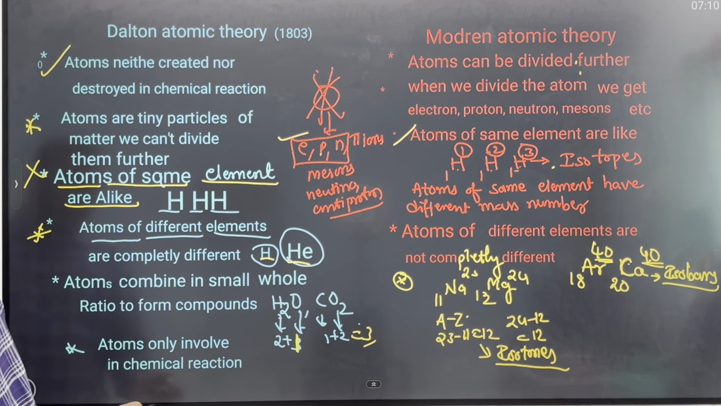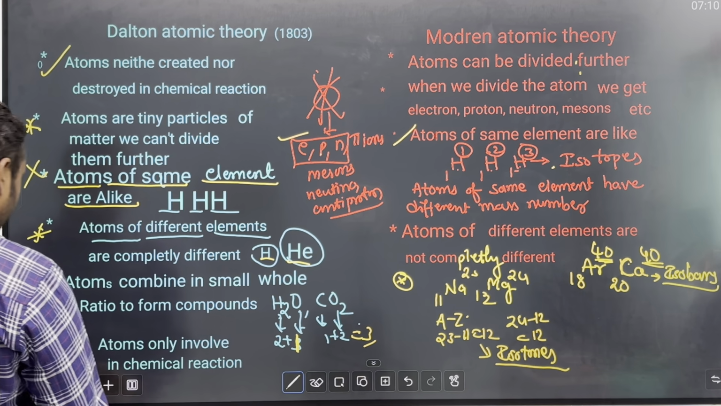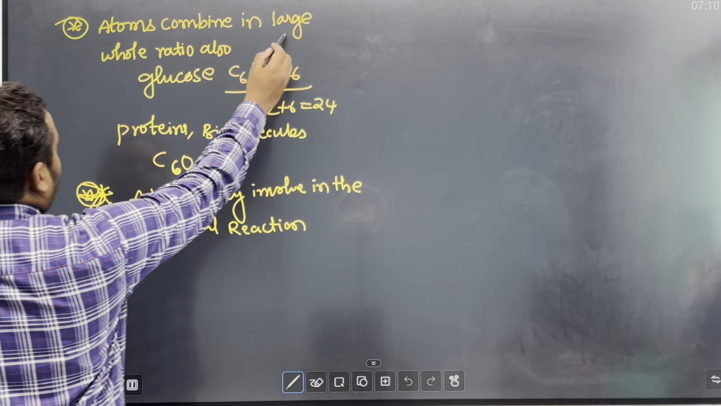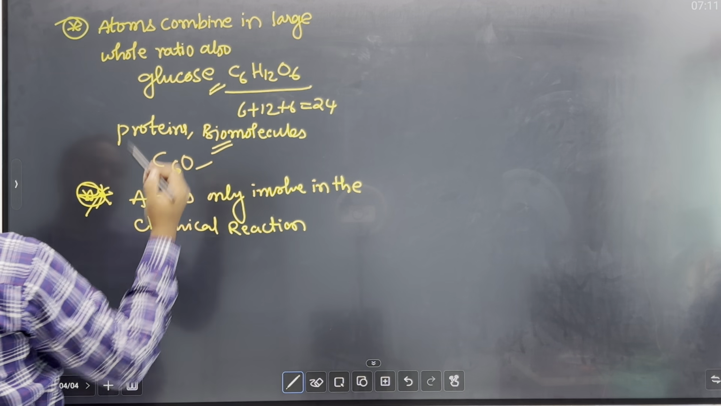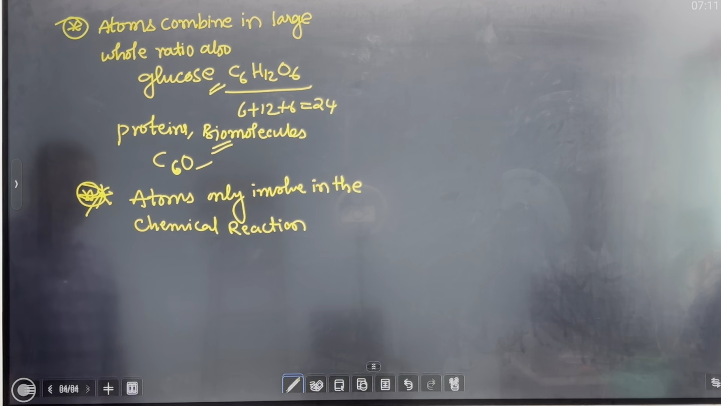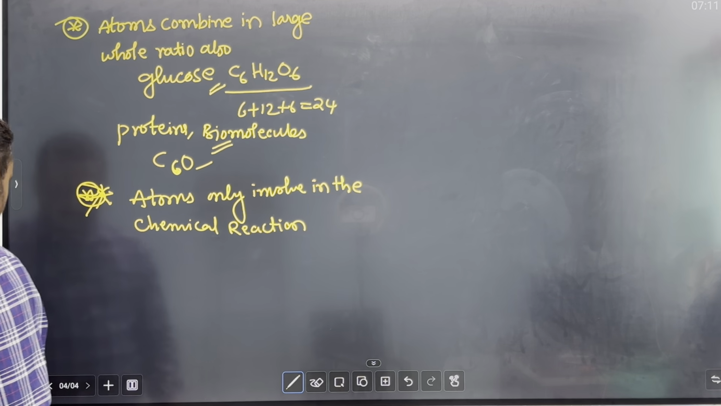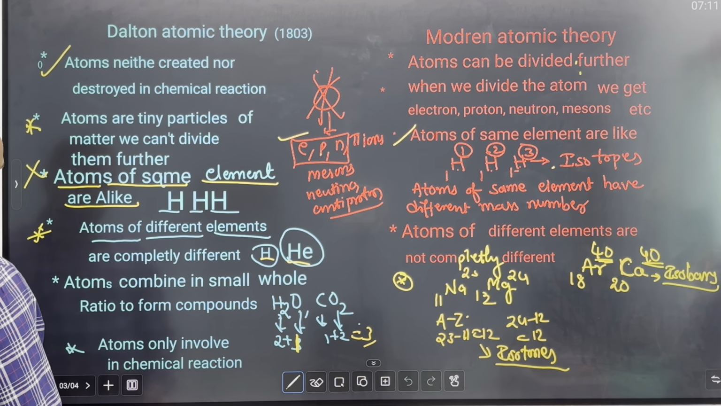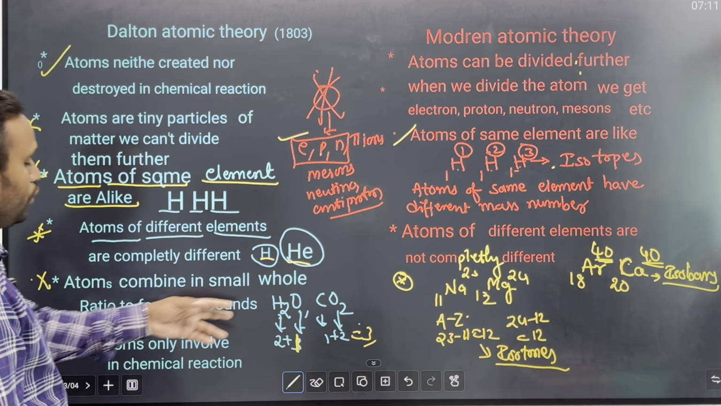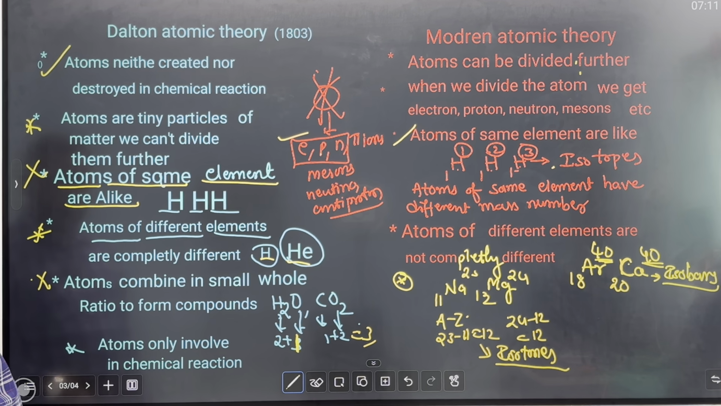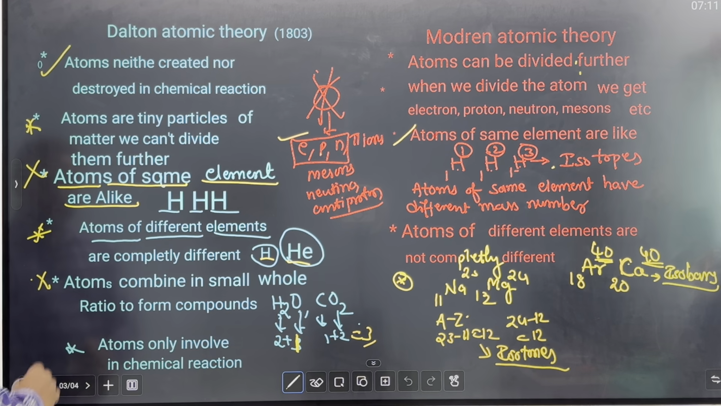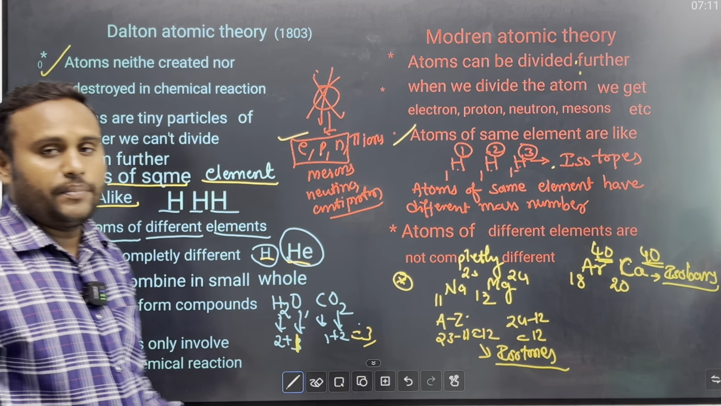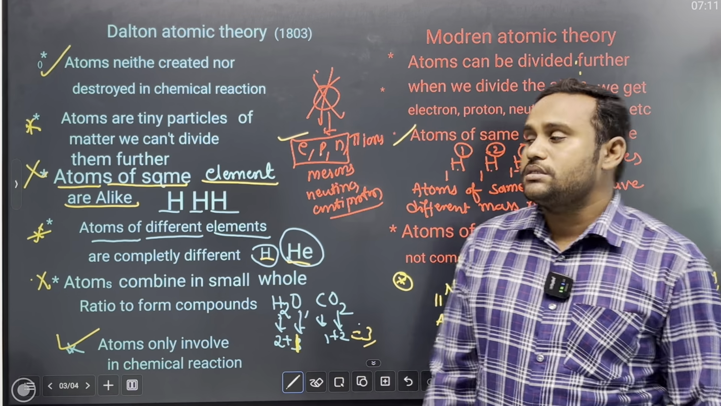Next, atoms combine in small whole-number ratios to form compounds, like water with 2 plus 1, three atoms, and so on. So only in small ratios do they combine and give compounds. But according to modern theory, atoms can combine in large whole-number ratios, like glucose, proteins, biomolecules, fullerene, etc. So this point is also false according to Dalton's theory. Next, atoms are only involved in chemical reactions. According to modern theory also, atoms are only involved in chemical reactions, so this is correct. This is the comparison between modern theory and Dalton's atomic theory.